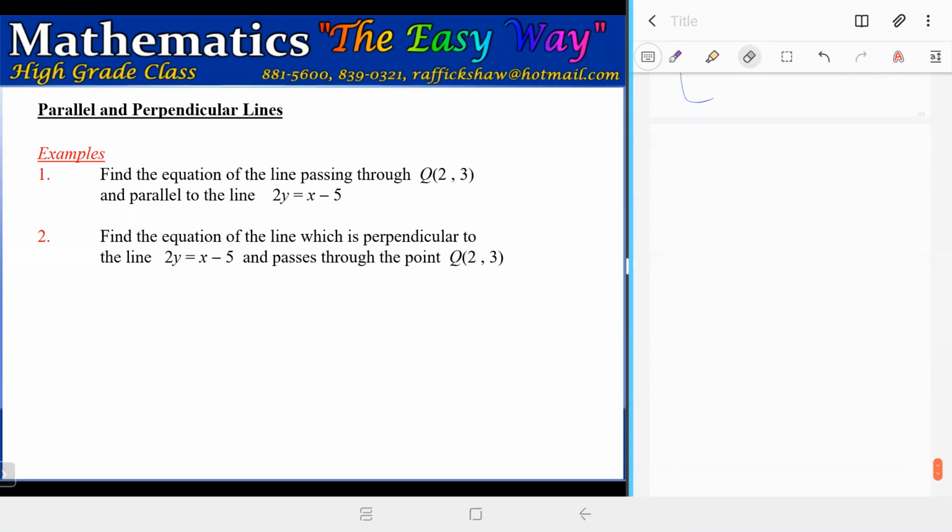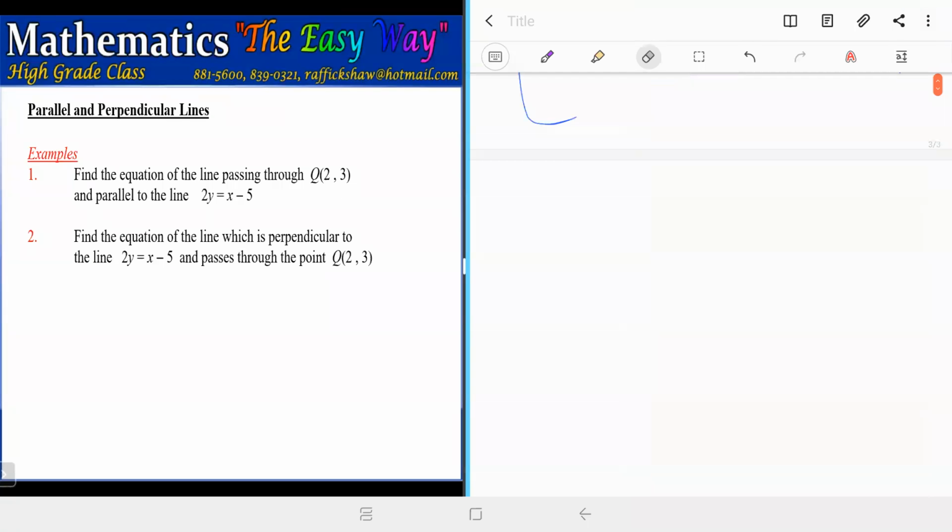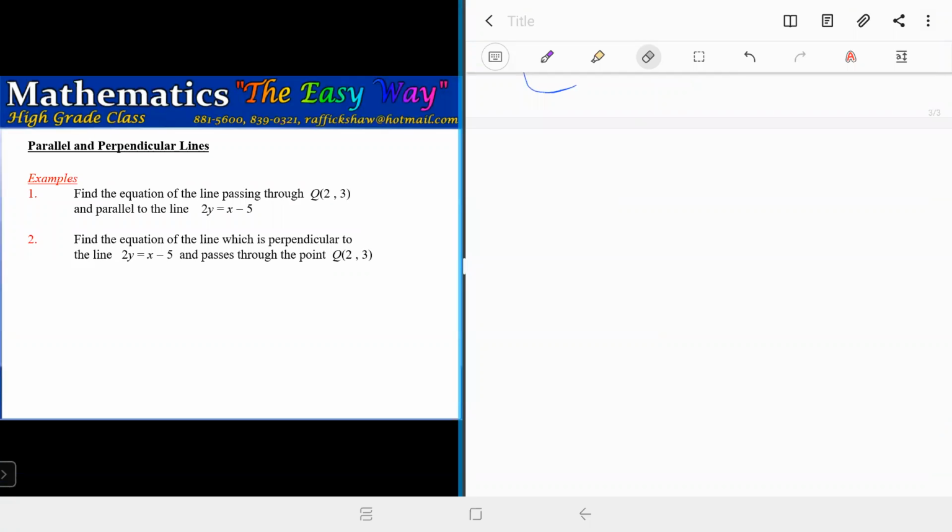All right, so look at this example now. Example 1. Looking at example 1, it says find the equation of a line passing through the point Q (2, 3) and parallel to the line 2y equals x minus 5.